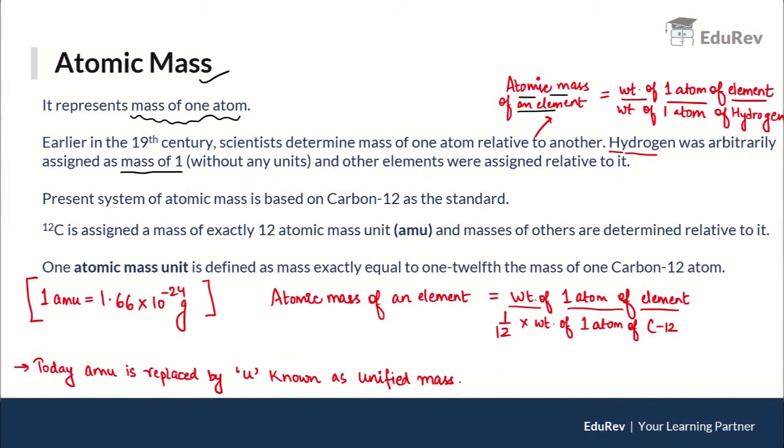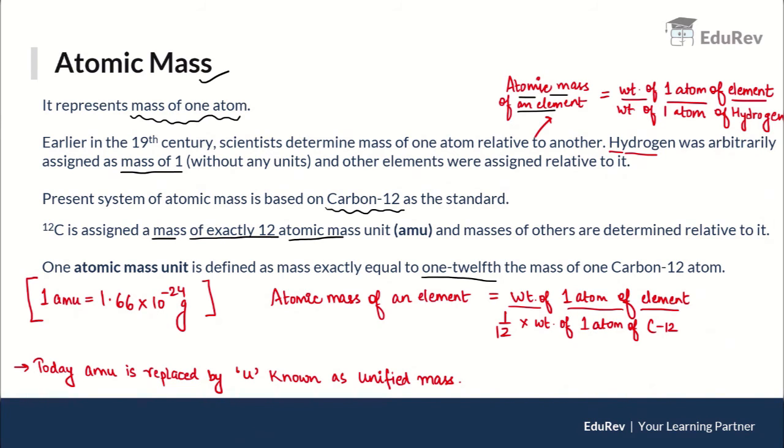A system of atomic mass is based on carbon 12 as the standard. तो हुआ क्या कि कार्बन 12 आइसोटोप को असाइन किया मास ऑफ एग्जैक्टली 12 एटॉमिक यूनिट, AMU से रिप्रेजेंट करते हैं, और masses of other elements were determined relative to it. So one atomic mass unit को हम कैसे define कर सकते हैं? As the mass exactly equal to 1/12 the mass of carbon 12 atom, right?